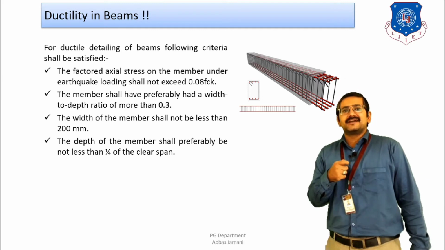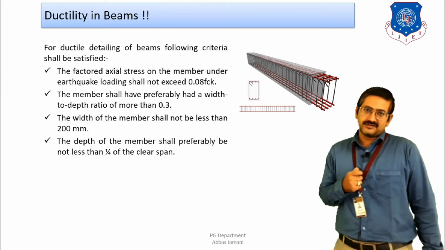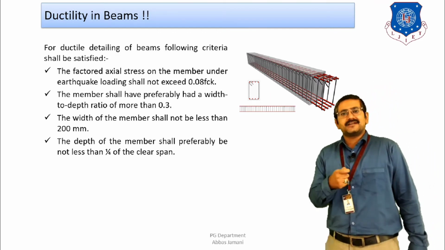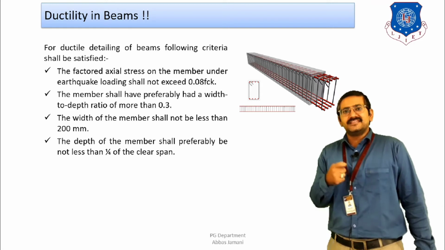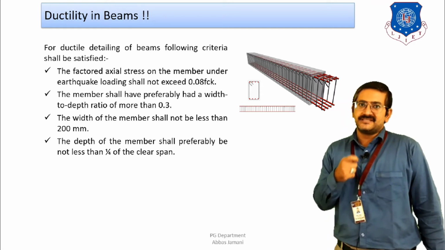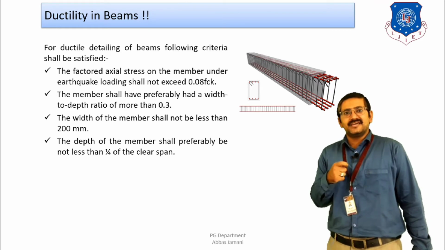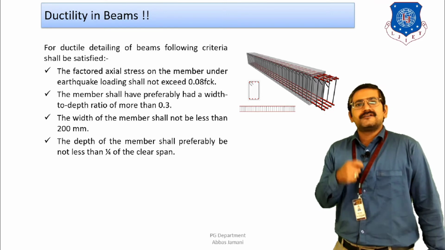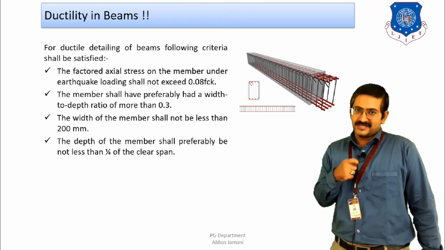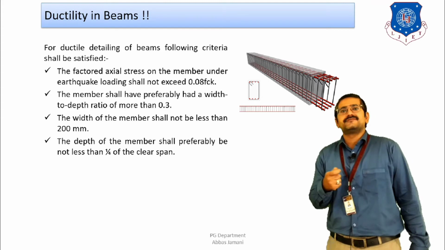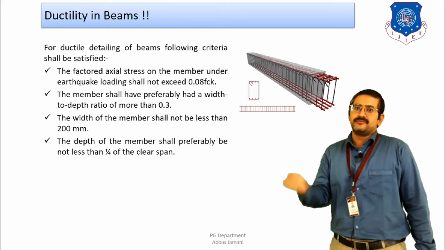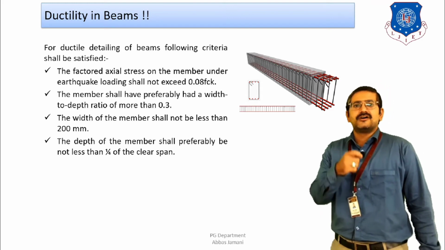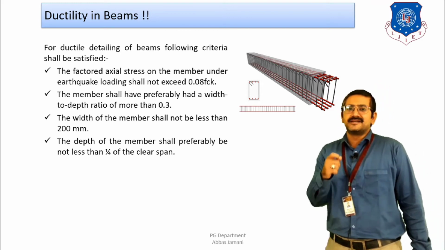So the first criteria that we are discussing is regarding the sizing of these horizontal members. IS 13920 says that the factored axial compressive stress in the member should not exceed 0.08 fck. If it is exceeding 0.08 fck, then the resizing of the member has to be done. Second, the ratio of B to D, that is width to depth, should be greater than 0.3. That is, if you are assuming either one dimension, then with the help of this ratio you will be able to get an idea about the other dimension that is required.